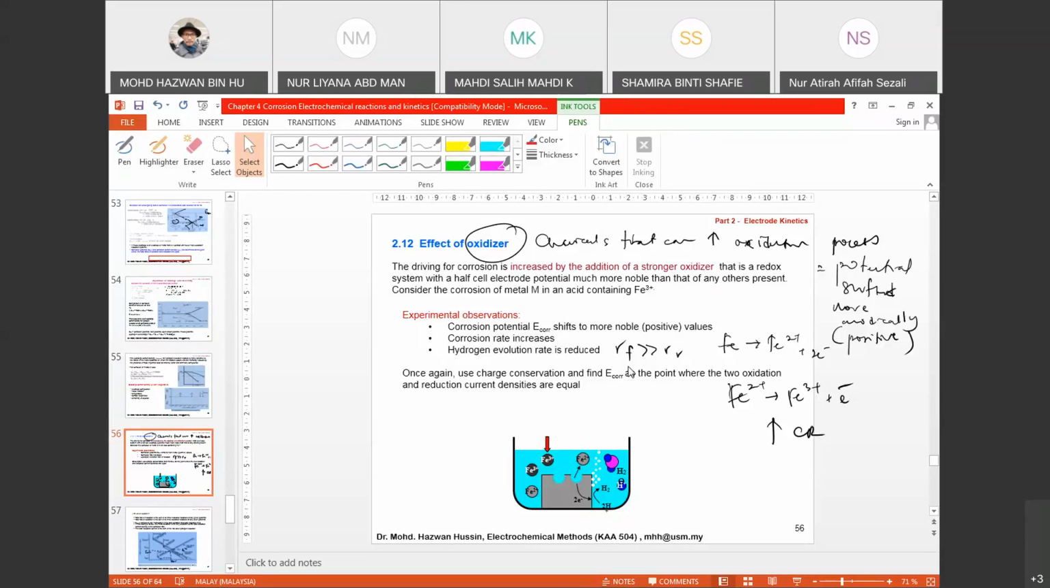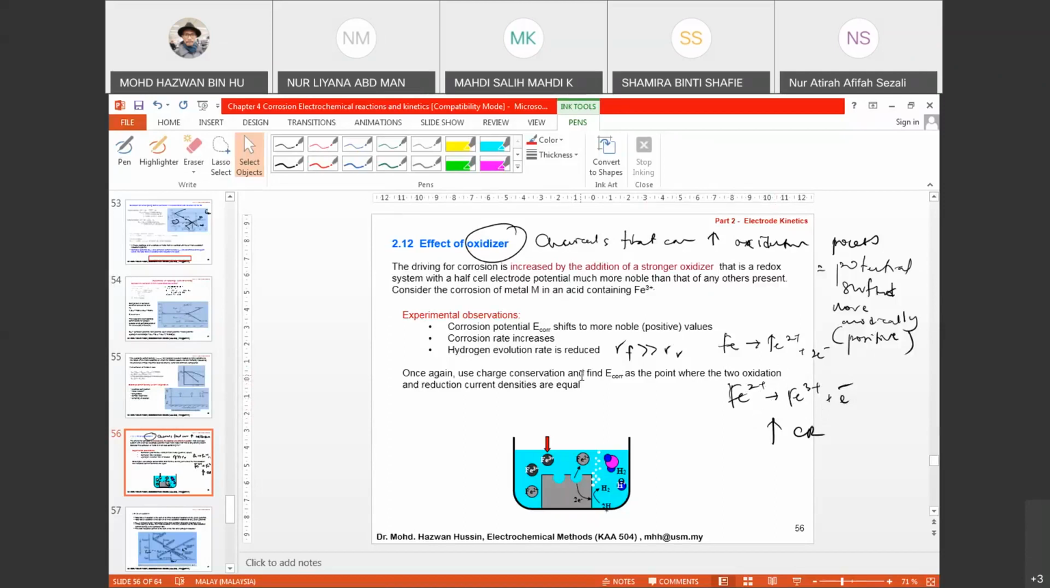In this case, when you add oxidizer, the first reaction that you will notice is the formation of Fe2+. Fe becomes Fe2+ plus 2 electrons. When you add oxidizers such as potassium permanganate, hydrogen peroxide, and whatnot, Fe2+ can be converted into Fe3+. So this will be the other reaction.